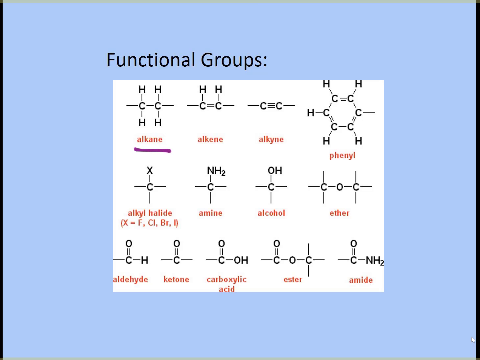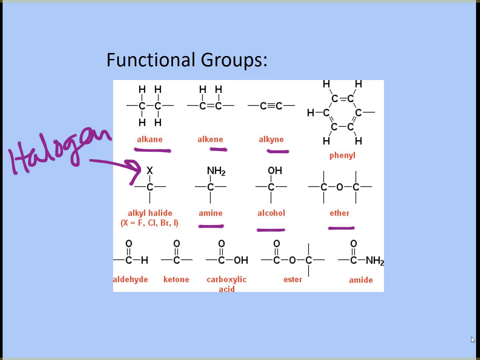Here are the functional groups, so you should be familiar with these. An alkane just means you only have single bonds. An alkene, there's a double bond, and an alkyne with a Y has a triple bond. You can have a phenyl group, which is basically a benzene ring. And then here we have a halide, so that would be a halogen that is on a carbon. There's an amine. Here's that alcohol group I was talking about. There's the ether one we were talking about.